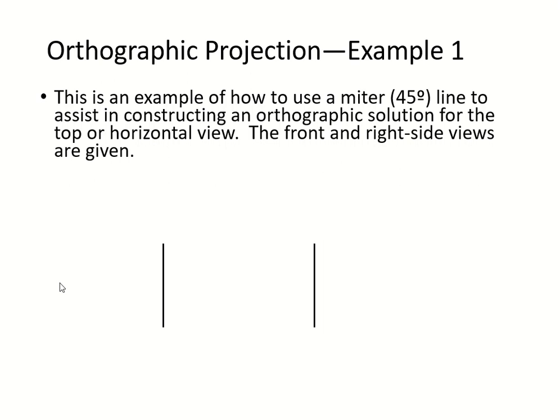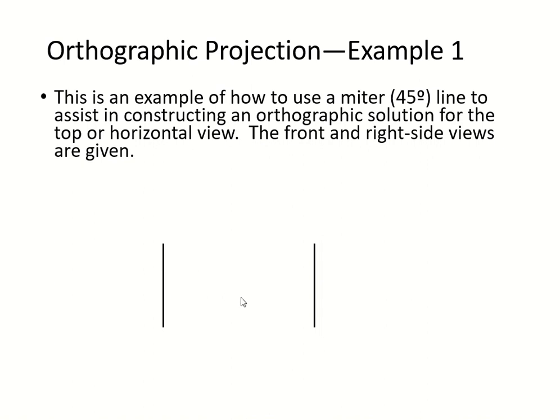Next is your example one on your auxiliary projection. In this example, we're going to see how to use a miter line. You can call it whichever way you want. We call it miter. I like to call it miter. A miter line is a 45 degree line, and we use it to draw your top or horizontal view.